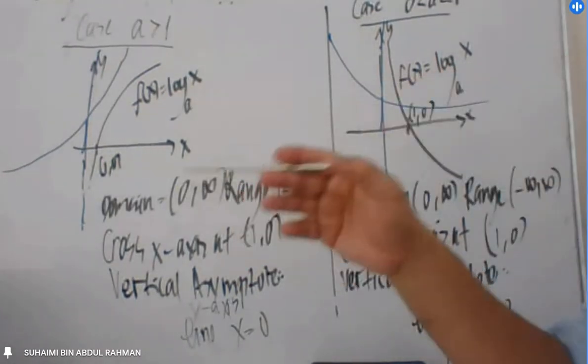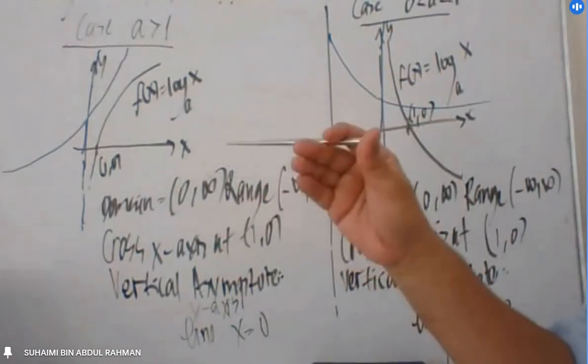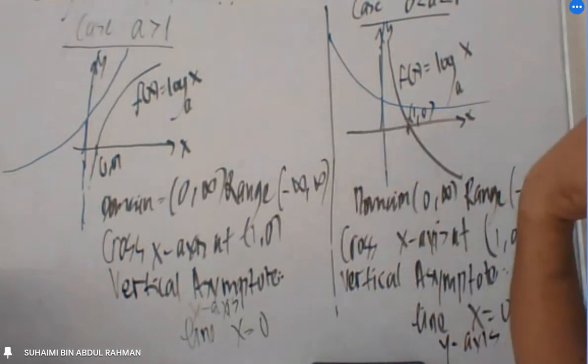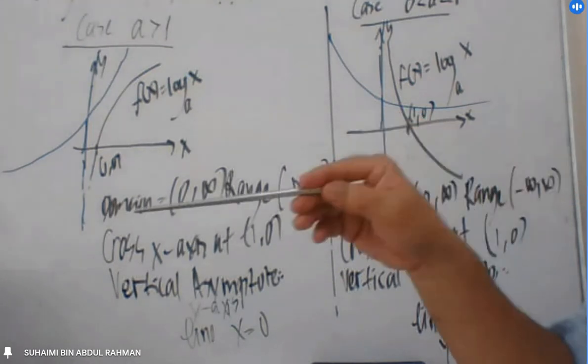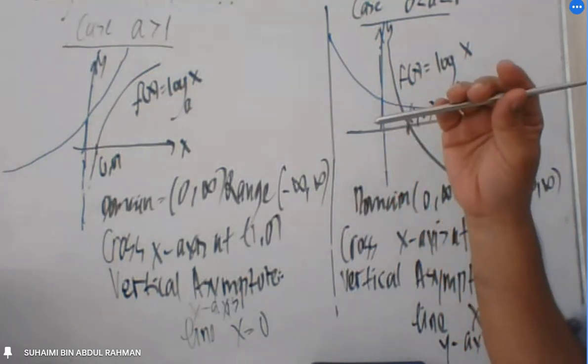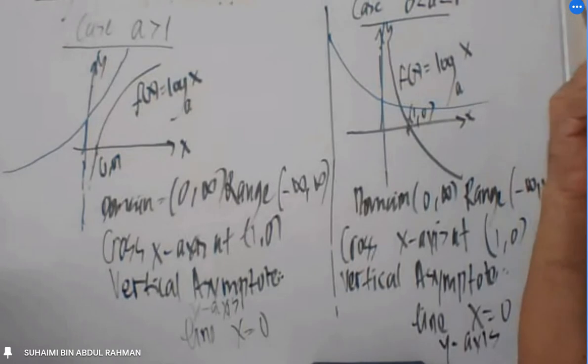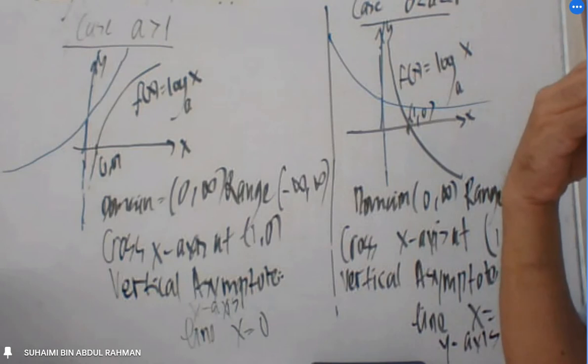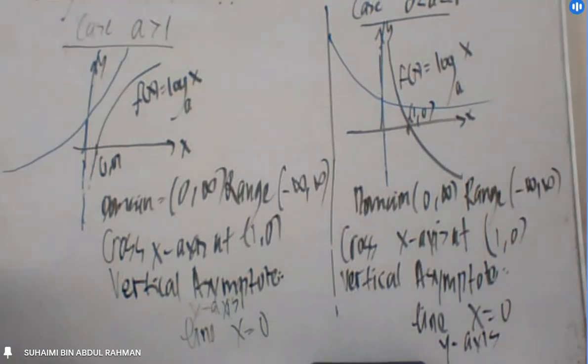For the exponential function, which type of transformation shifts the asymptote? Vertical shift. In this case, horizontal shift, because we can say that they are opposite to each other. And so we apply those 4 types of transformations.